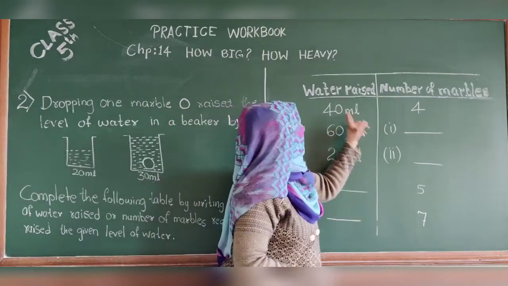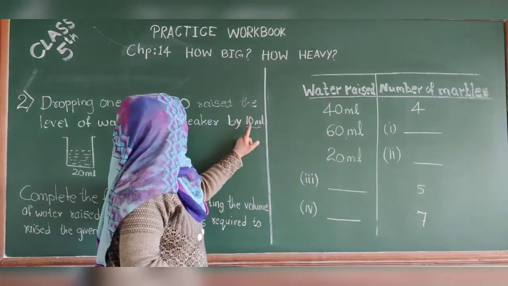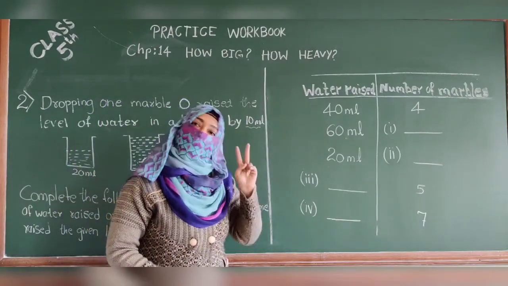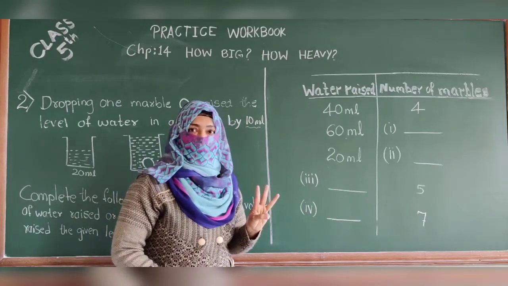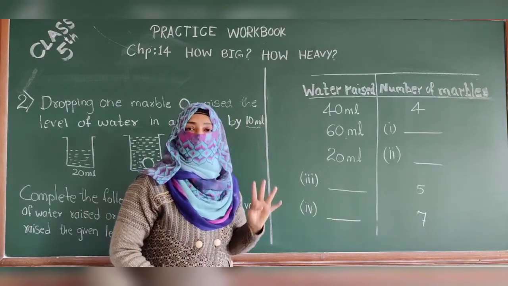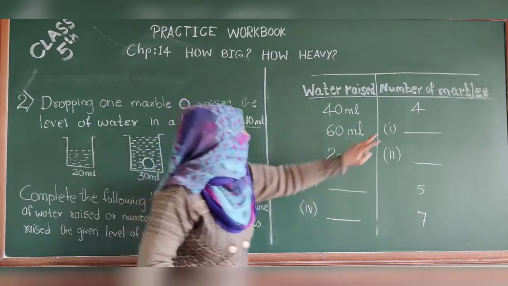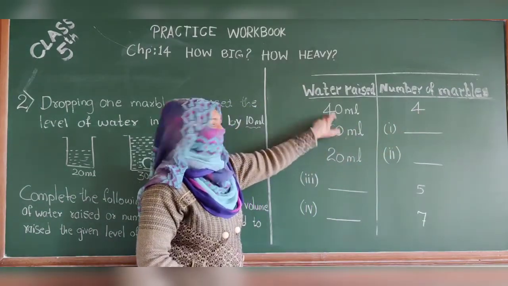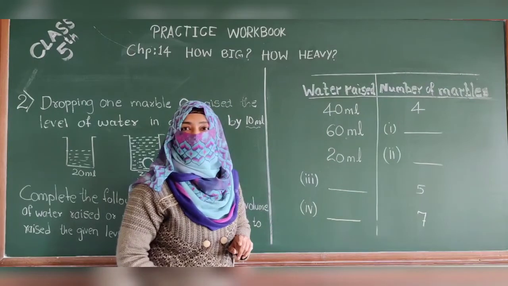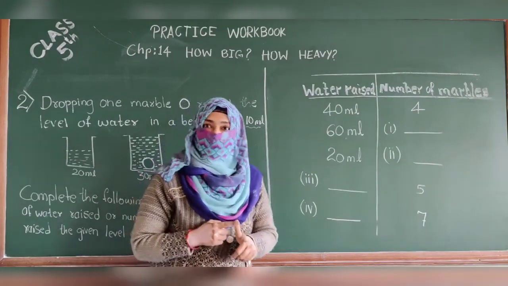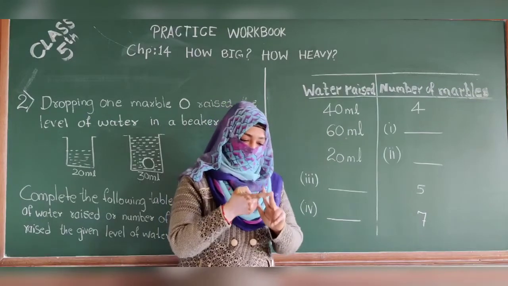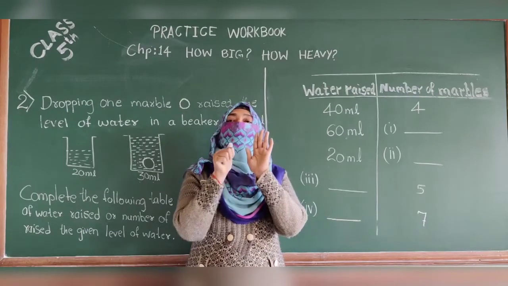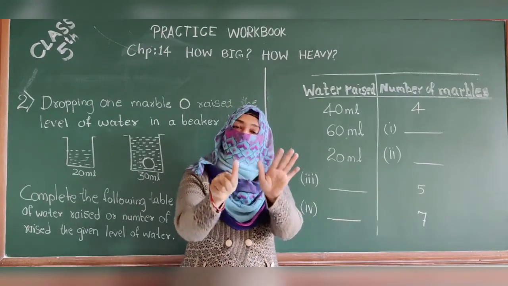If it is 40 ml, then how many marbles are there? One marble, 10. Two marbles, 20 ml. Three marbles, 30 ml. Four marbles, 40 ml. Four marbles, number of marbles is 4, 40 ml. How many marbles for 60 then? One marble, 10 ml. So 10 ml, 10 ml, 10 ml, 10 ml, 10 ml, 10 ml. All 10 ml will give you 60 ml. So how many marbles? 6.